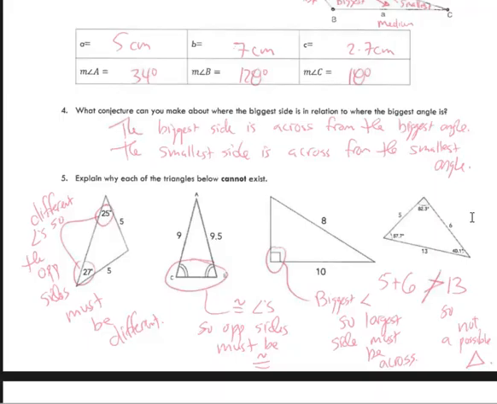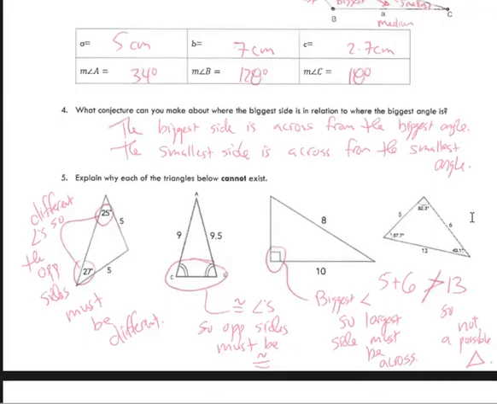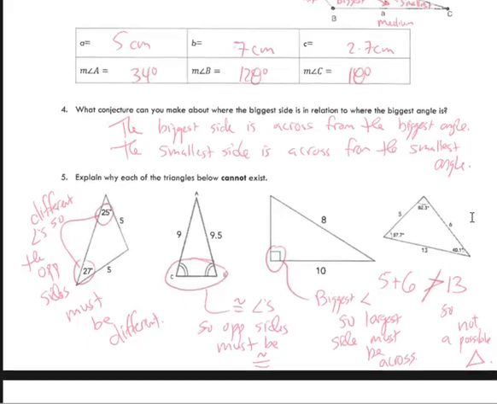The next one shows a 90-degree angle, which in this triangle is the biggest angle, and across from the 90 degrees is not the biggest side. So that just doesn't make any sense. And then the last one, 5 plus 6 is not greater than 13. So it has nothing to do with across from the biggest angle, biggest side. It's just the fact that this triangle can't exist because the side lengths just don't make any sense.